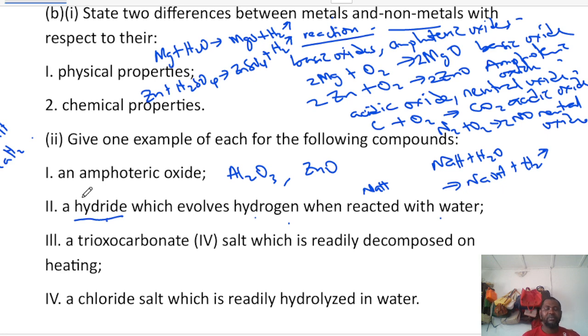That's very important. Then the third one says a trioxocarbonate(IV) which is readily decomposed on heating. Now let me say this, apart from sodium carbonate and potassium carbonate, all other carbonates decompose on heating. Please find my lectures on types of reactions. I did a very good job there. So any other carbonate decomposes on heating, like calcium carbonate does, zinc carbonate does, magnesium carbonate does. All other carbonates decompose except sodium carbonate and potassium carbonate.